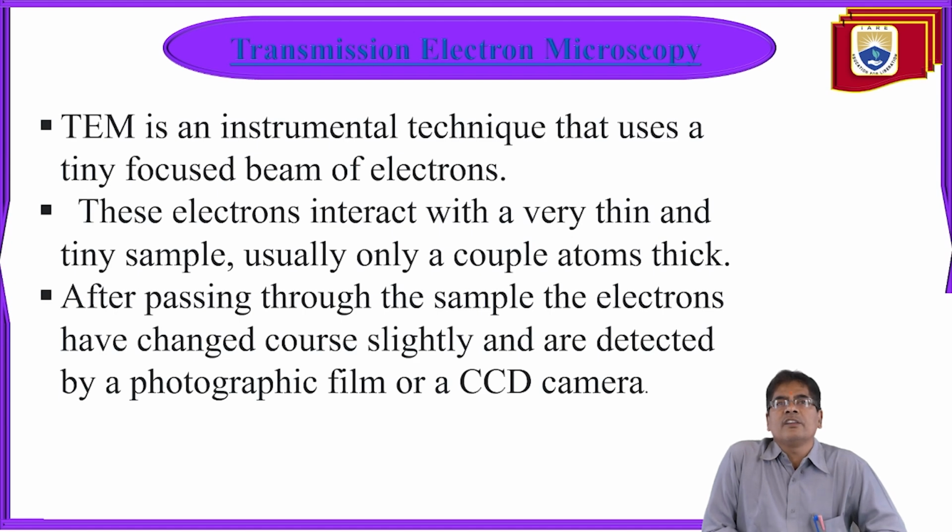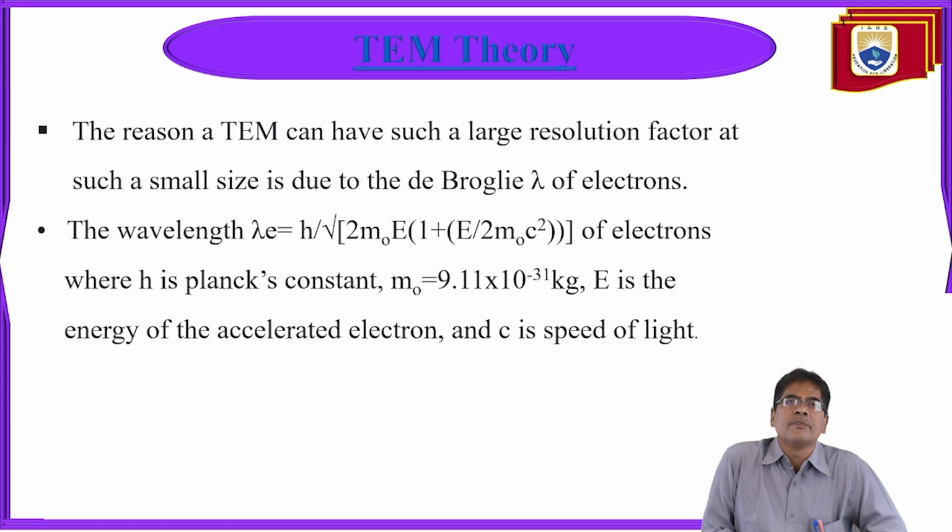Transmission electron microscopy is an instrumental technique that uses a tiny focused beam of electrons. These electrons interact with a very thin and tiny sample, usually only a couple of atoms thick. After passing through the sample, the electrons have changed course slightly and are detected by a photographic film or CCD camera. So in TEM theory, we have the de Broglie wavelength of electrons, where we have the concept of matter duality: sometimes the electron behaves as a particle, sometimes as a wave.